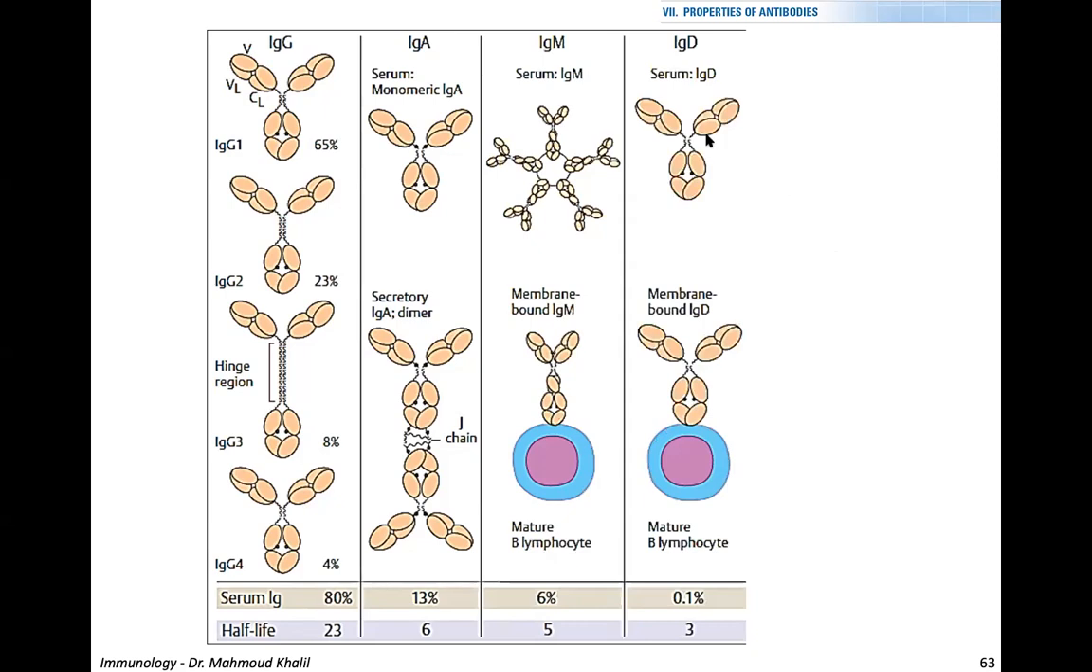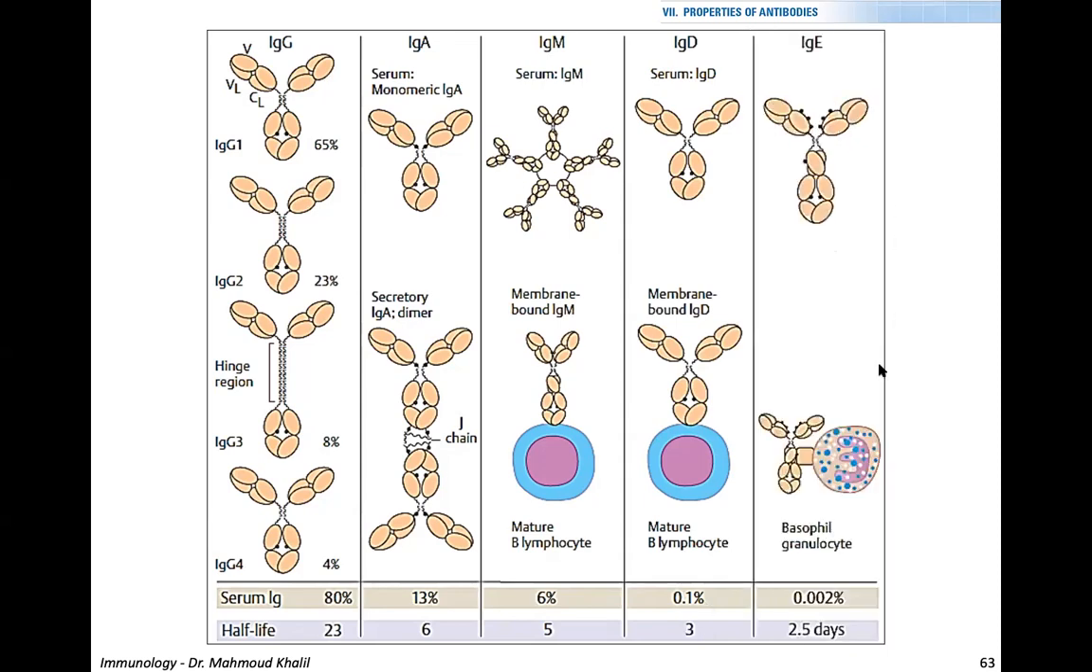IgD as well has the capacity to bind to the mature B lymphocyte, although the percentage of it and the half-life are much lower than IgM. For the last type, you can see that it is a totally different antibody, IgE, and it is actually related to the basophil granulocyte. They have a very low concentration in the serum, and it has the shortest half-life. So each class of antibody has a different function, although all of them are related.